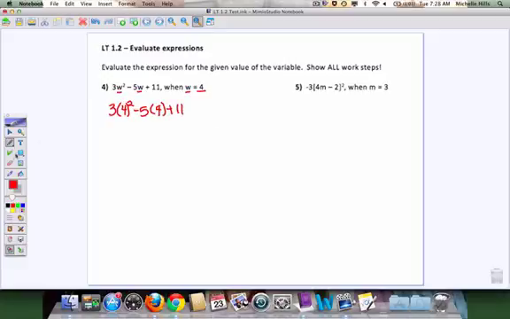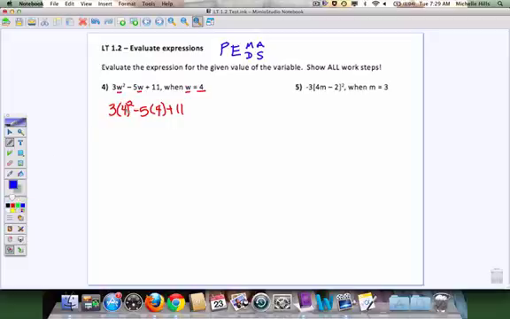At this point, it becomes an order of operations problem. Reminder that the order of operations says first do all operations inside parentheses or grouping symbols. Once you've finished all of those, then do any exponents. When you're done with exponents, do any multiplication and division from left to right. And then last but not least, you're going to do any remaining addition and subtraction from left to right.